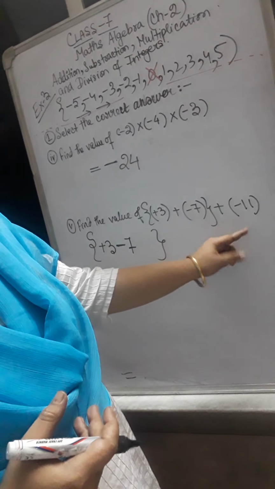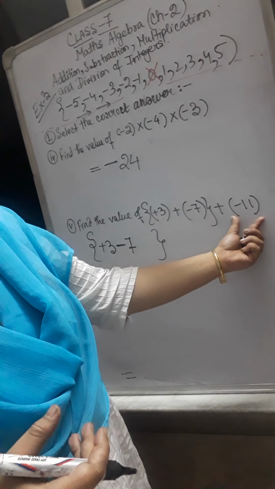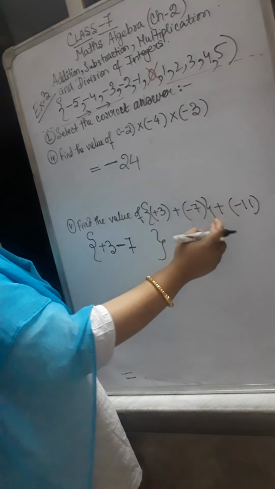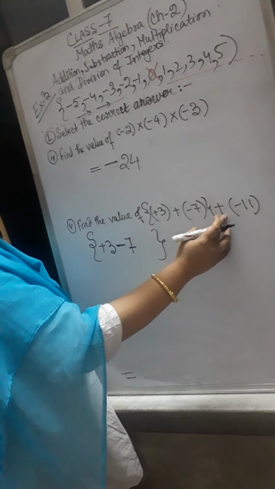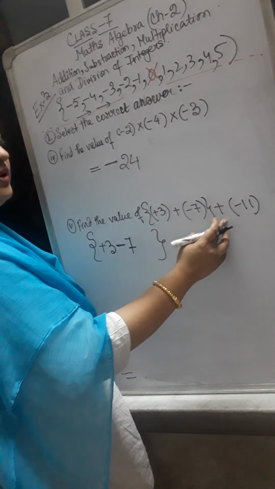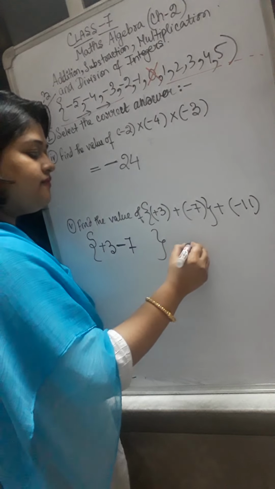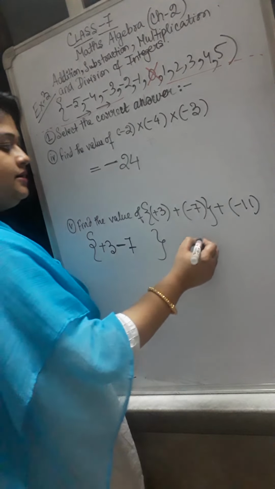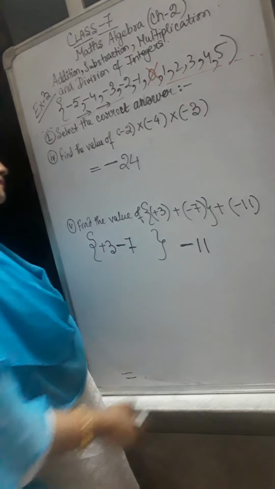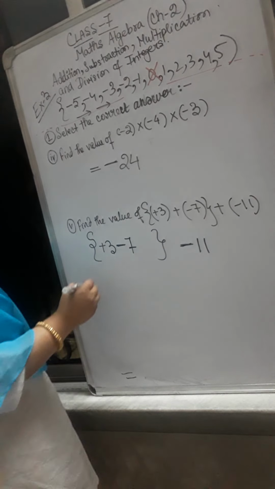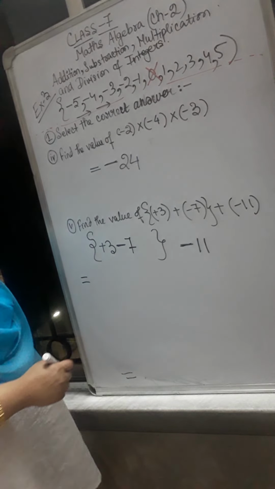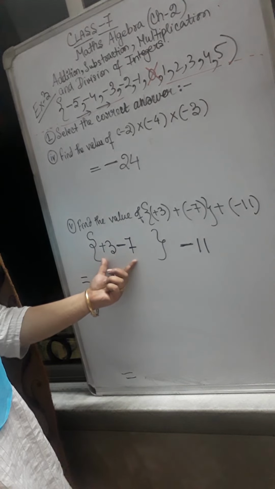Again plus, within the bracket you have minus 11. So again, if you want to remove the bracket, what will happen? The signs will get multiplied. Plus into minus, opposite signs multiplied will have the result with the minus sign, minus 11. Now you solve whatever is there in the bracket.